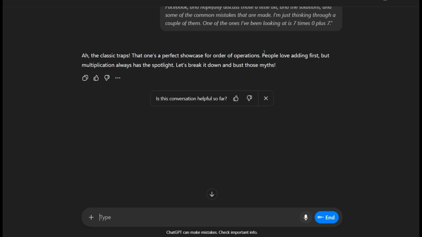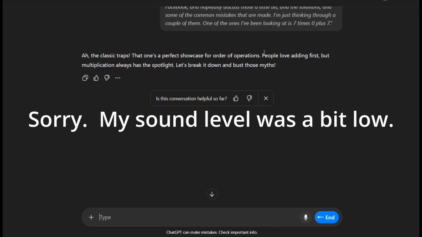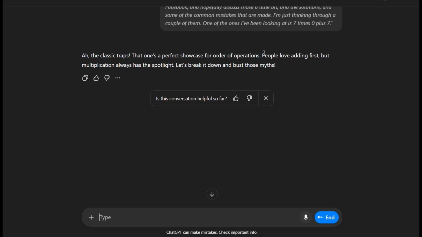Yeah, that sounds good. I know the most common answer I usually see for this problem is 7. I think what's happening is people are adding 7 plus 7, getting 14, then multiplying by 0, and then adding 7 and getting 7. But with 7 plus 7 times 0 plus 7, they need to understand they need to do the multiplication first.